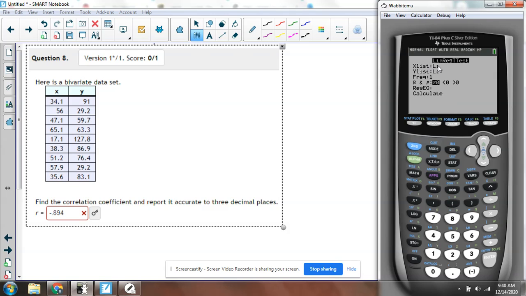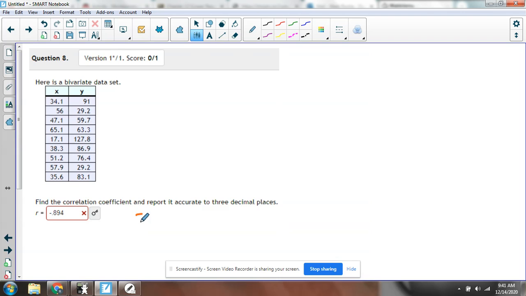So my X values are coming from L1, my Y values are coming from L2, and frequencies are all 1. I'm just going to let this beta and rho be not equal to 0. So then I'm going to calculate. It gives me a bunch of stuff here, but all I want is the R value. That's my correlation coefficient. This should be negative 0.857.